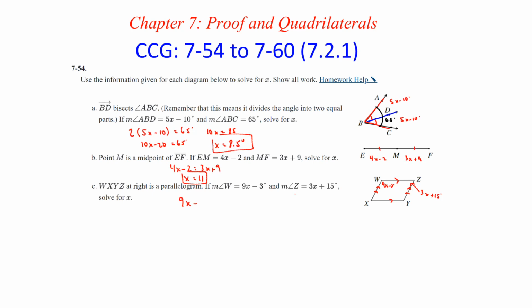So we can rewrite this as 9x minus 3 degrees plus 3x plus 15 degrees is equal to 180 degrees, because they're supplementary. So we combine our like terms. That's 12x plus 12 degrees equals 180 degrees. Subtract 12. And that's 168 degrees, and then you can divide by 12. And that will give you x is equal to 14 degrees.